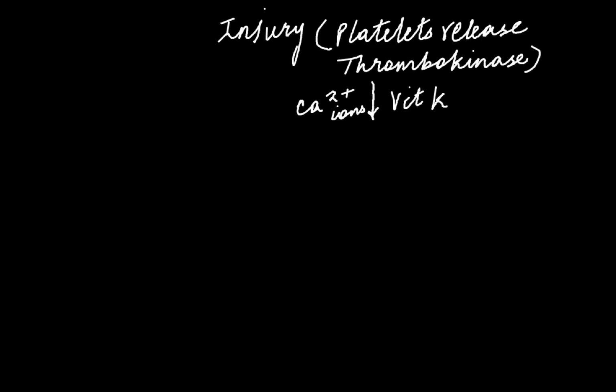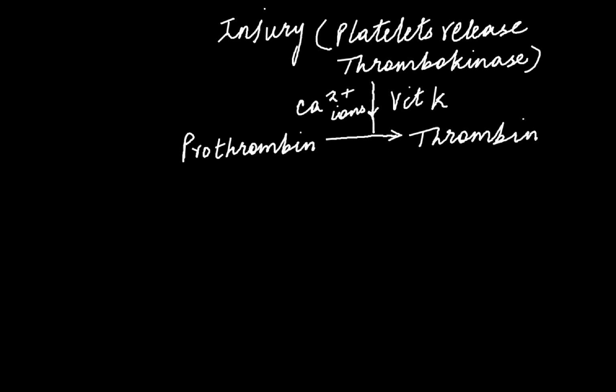Now students very often mix this up and they wonder whether it's calcium or whether it's vitamin C or D or E. Remember cake. C-A-K. Calcium ions and vitamin K. Now you know what will happen? This thrombokinase will convert something in the blood which is called prothrombin into thrombin. And it's a chain reaction, okay, a cascade of reactions.